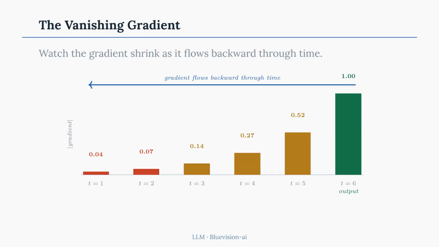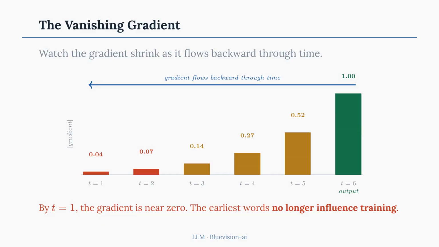For the word at position 1, "the" in our example, or for whatever word begins a 50-word sentence, the training signal is effectively 0. By t equals 1, the gradient is near 0. The earliest words no longer influence training. They're invisible. They might as well not exist.